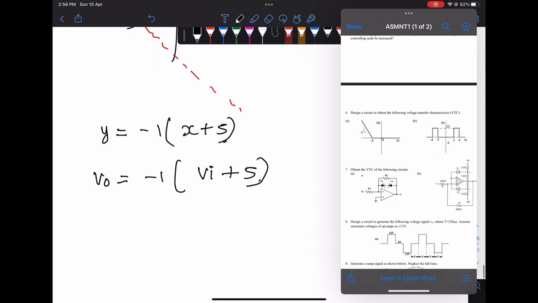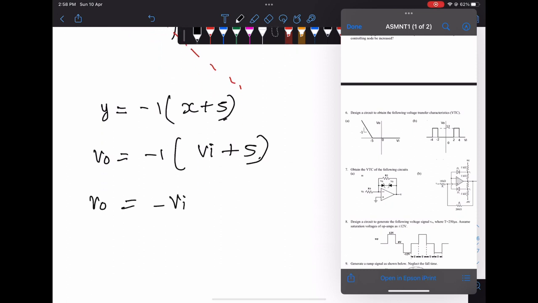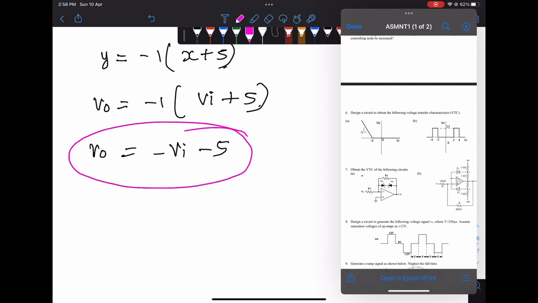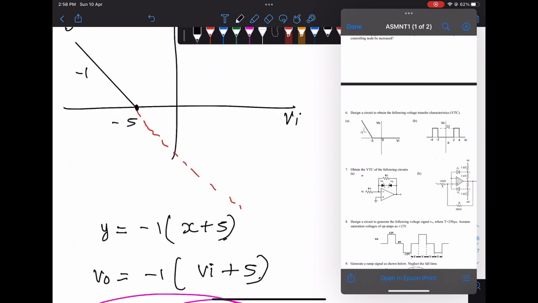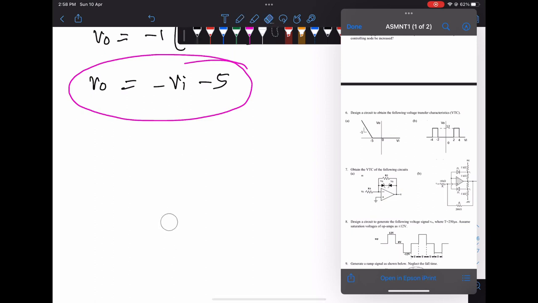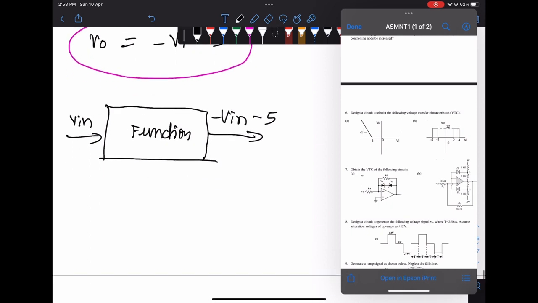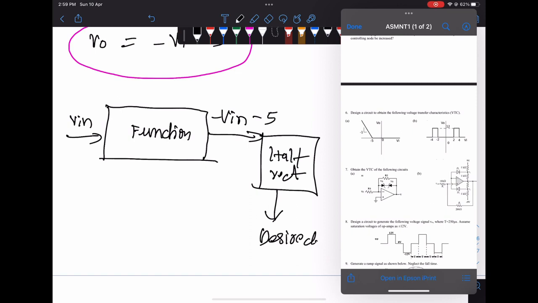The idea is that if we use some functions to make this transfer function, and use a half-wave rectifier, we'll be able to do it. Or the reverse idea: first the half-wave rectifier, and then we shift it. Either idea you can use. So first we supply Vin to some function box, so that the output of this box will be minus Vin minus 5. And then we use a half-wave rectifier so that we only get the positive output.